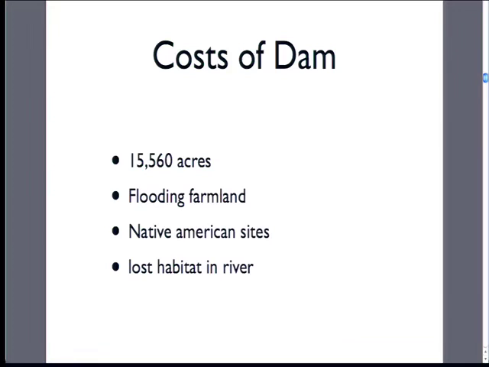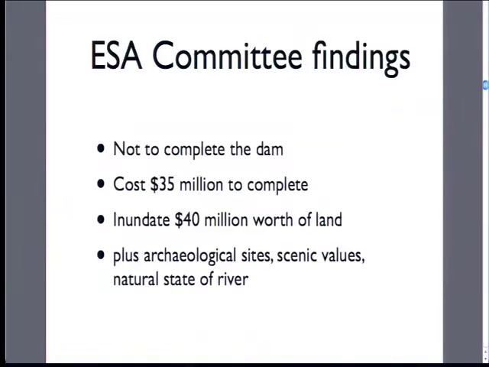So there was a whole bunch of costs, and we think about these costs in terms of, there's now an expert committee in 1976 that's elaborating these, and some of these costs probably hadn't been identified or couldn't be measured, the techniques weren't there to actually value them in 1936 or 1967. So a special committee of experts is created. Their recommendation was to not complete the dam. Their finding was it would cost $35 million to finish the dam, but it would flood $40 million worth of land, plus the value of the archaeological sites, plus the scenic value of the river in its natural state.